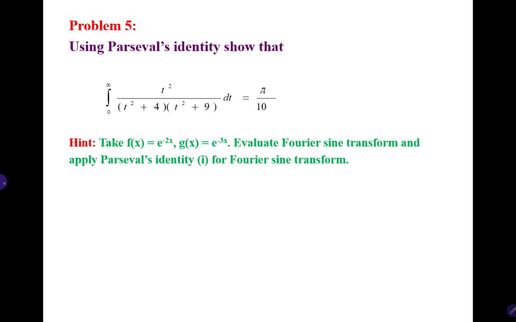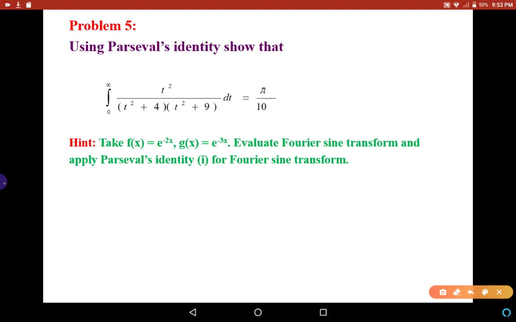And you also have another problem using Parseval's identity. Show that integral t square by t square plus 4 into t square plus 9 dt is equal to pi by 10. We have here t by t square plus 4 into t by t square plus 9. So we have s by s square plus 4 and s by s square plus 9.